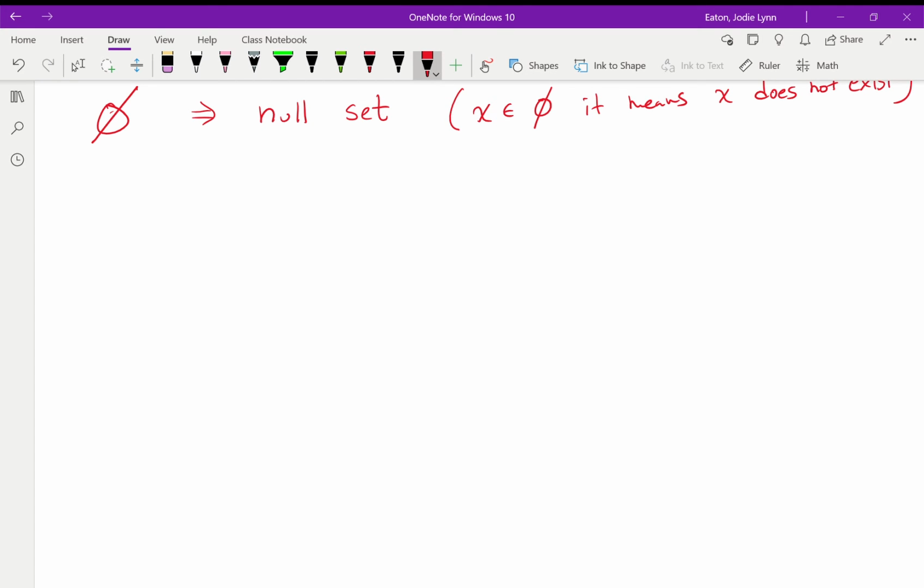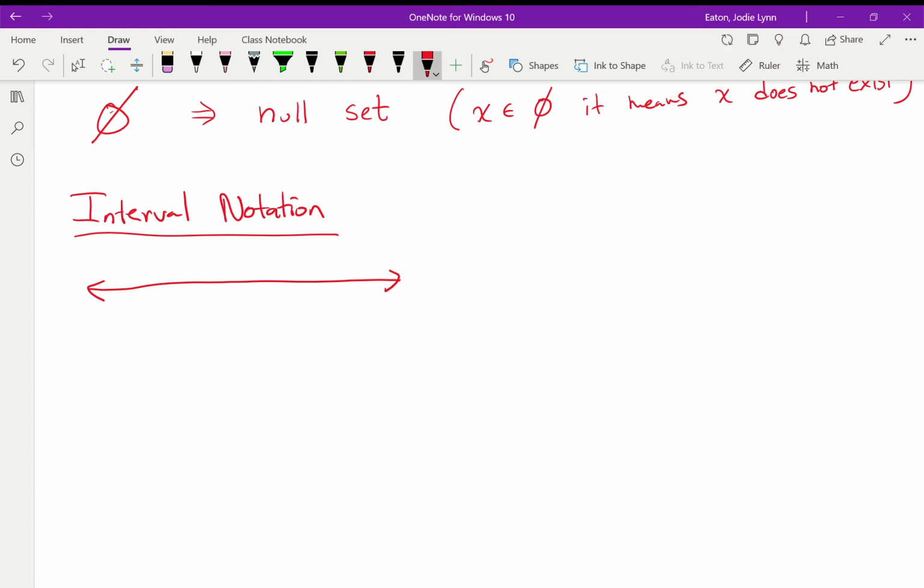So, interval notation. Some of you may have seen this before, some of you may not. We have right here a number line. We are going to put a circle around 5 and we are going to draw in here. So the diagram I've drawn represents all of the real numbers from 0 to 5, not including 5, but including 0.